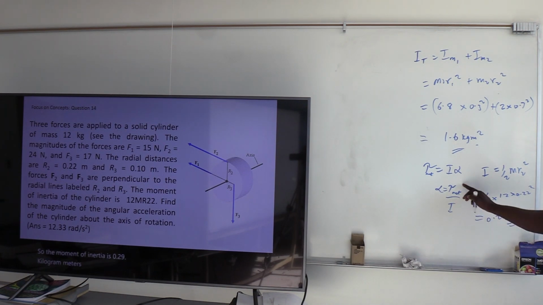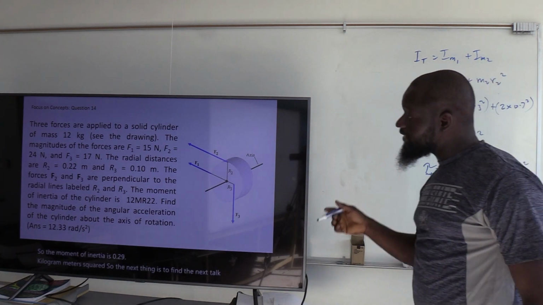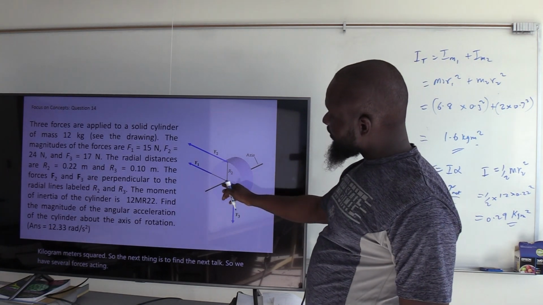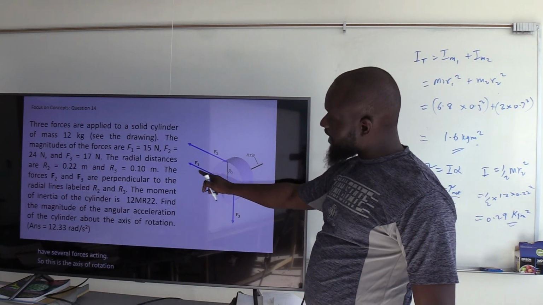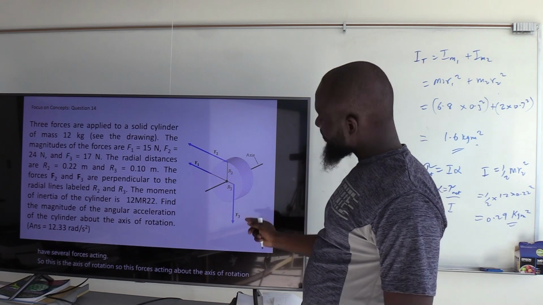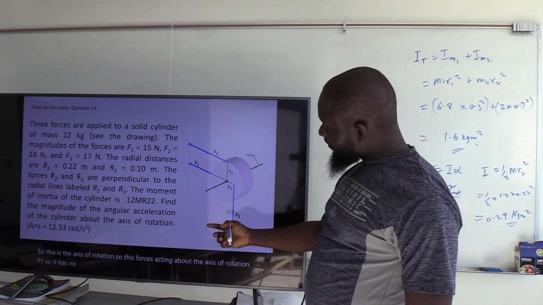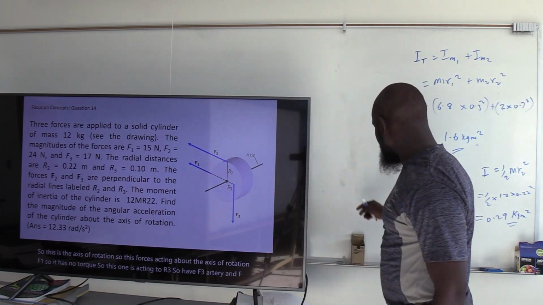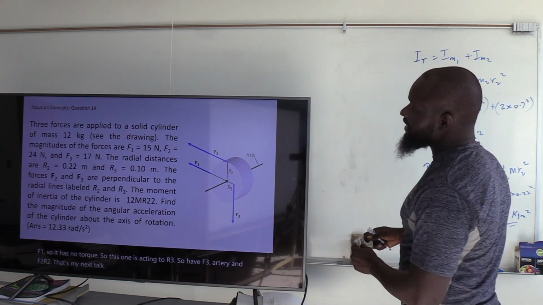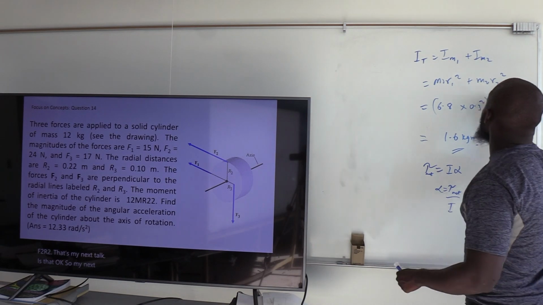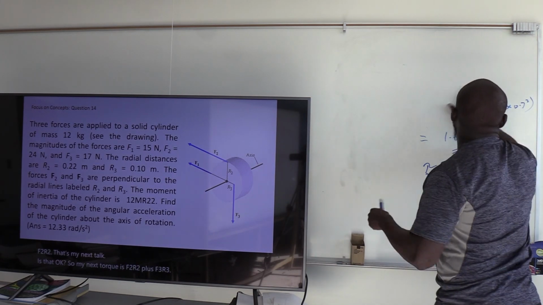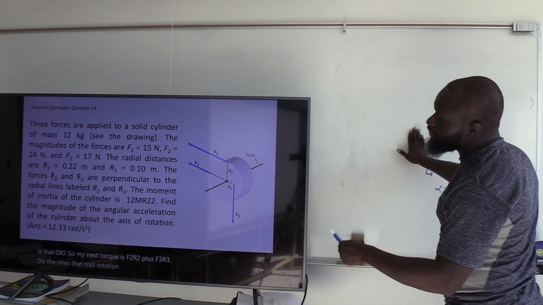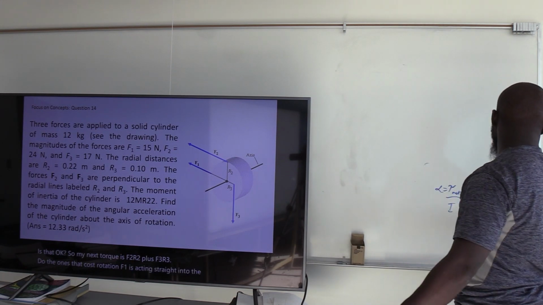The next thing is to find the net torque. We have several forces acting. This is the axis of rotation. This force F1 is acting about the axis of rotation, so it has no torque. This one is acting at R3. So I have F3 R3 and F2 R2. That's my net torque. So my net torque is F2 R2 plus F3 R3. Those are the only ones that cause rotation. F1 is acting straight into the axis of rotation, so it will not cause any rotation.